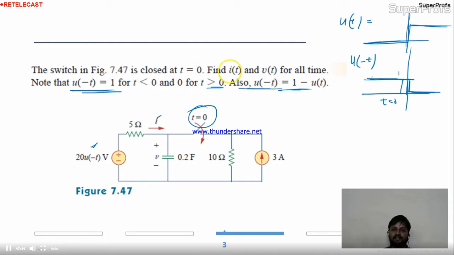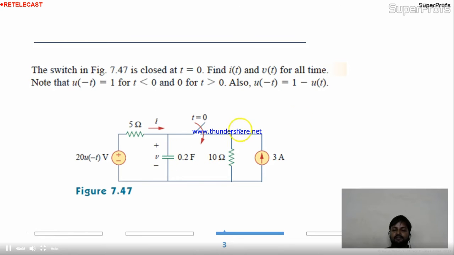What he is asking is to find out it and vt for all time. It and vt for all time. Okay, so can we find out? Yes, we can find out it. So they are saying the switch is closed at t equal to 0. Before that it was open. Okay, fine.